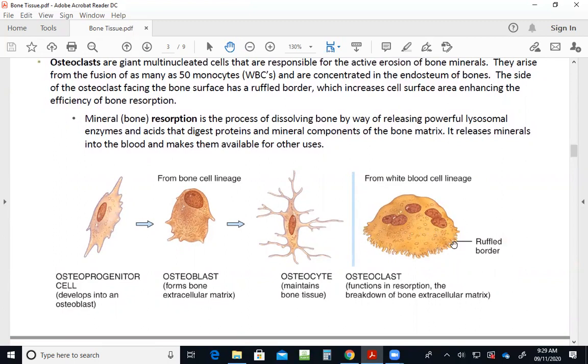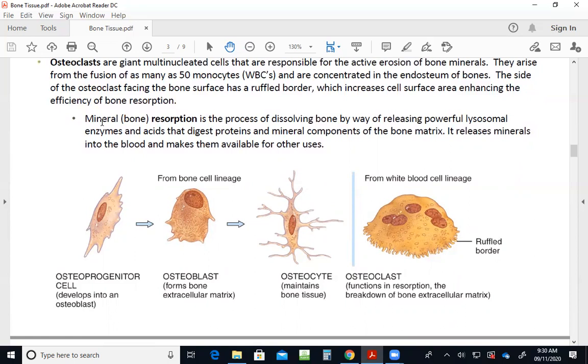has a ruffled border, kind of like microvilli, little finger-like extensions to increase surface area so that they can enhance bone resorption, which is the process in which dissolving bone is released from our bone into the blood. This is performed thanks to very powerful lysosomal enzymes and acids that can break down the proteins and mineral components of our bone matrix. This is something that we have to do if we don't get enough calcium in our diet.